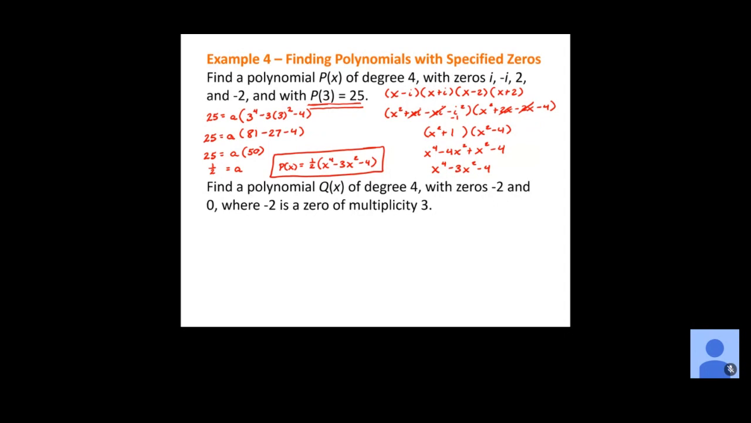Yeah, so sometimes they'll only give you the zeros, right? And that's honestly the easier situation, because then you just list the factors, multiply them out, and you're done. Okay, but if they give you more information, like a point on the graph, then you have to figure out an a value to figure out what to multiply the polynomial by.